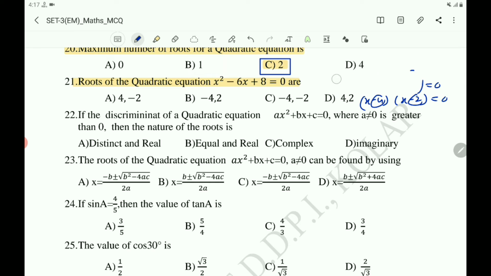Then what is the answer? The answer is option D.